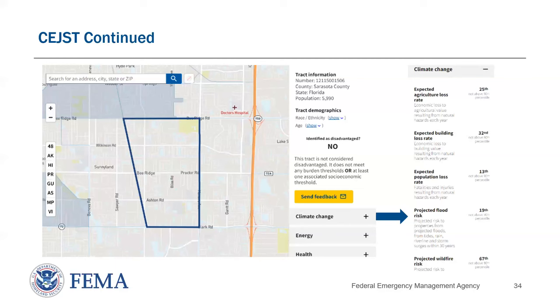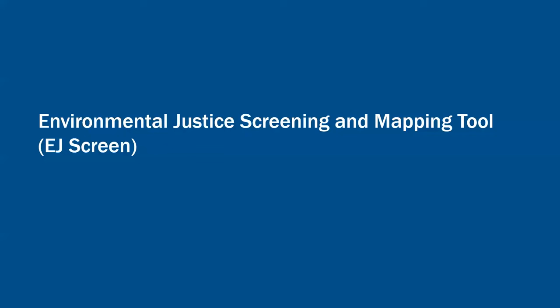So this is really just to illustrate one census tract and the data that you can pull out by using CGS on this particular area. Next slide.